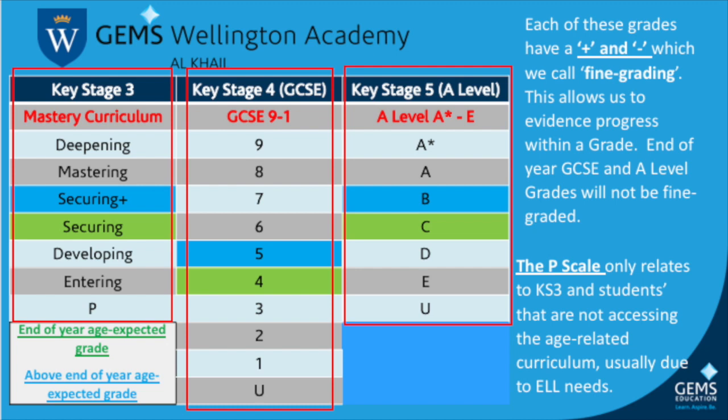What you'll see from this image is that what's highlighted in green is the age expected attainment. What's highlighted in blue is above age expected attainment. And we also use plus or minus grades, which we call fine grading, to really get to the nitty-gritty within a grade. We also have the P scale, which relates to students who may not be accessing the curriculum due to a variety of needs, particularly English learning needs.